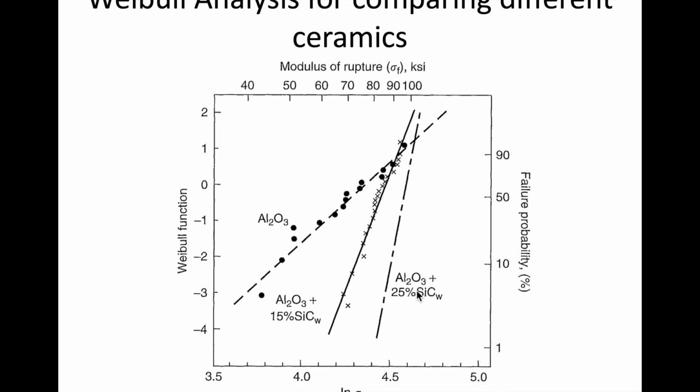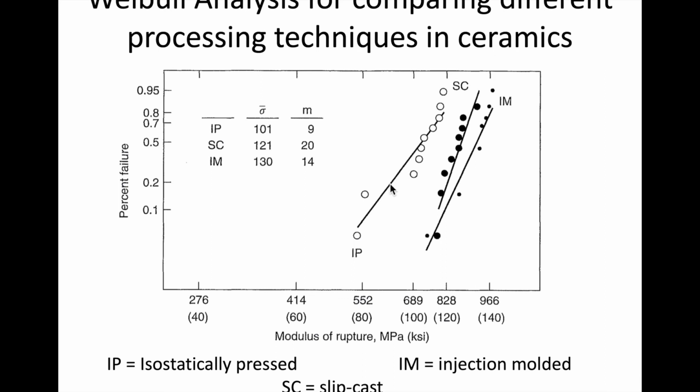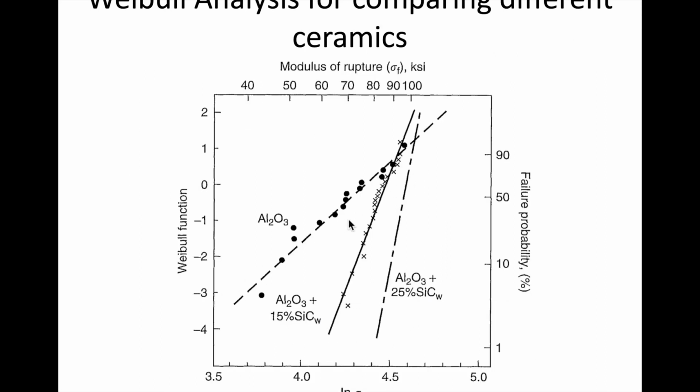So this allows us to compare different data sets to each other. For the Al2O3, you see that the slope is very shallow. And so this means that it breaks over a wide range of strengths. So in other words, this is a very unpredictable material, right? If it's breaking over a range of strengths.